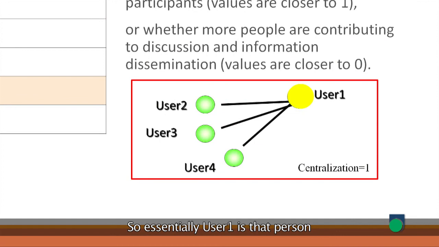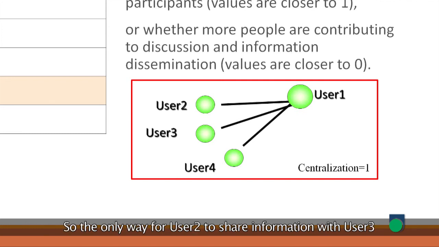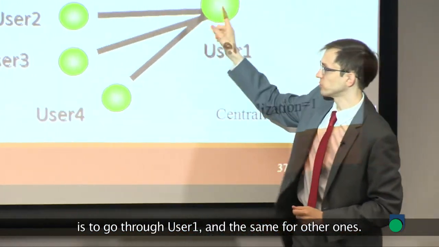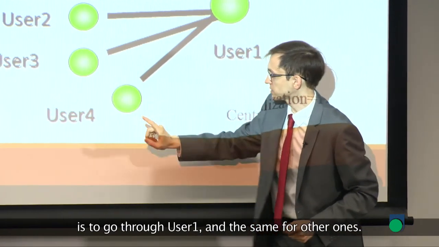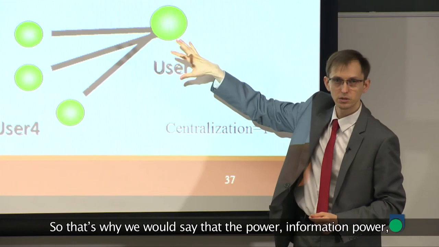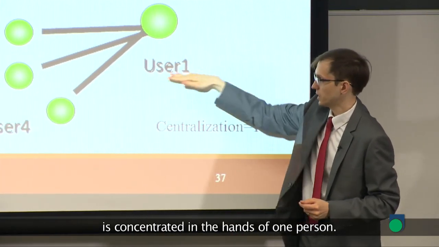So essentially, user 1 is that person who controls the information in that network. And why? Because user 2 and 3 are not connected. User 3 and 4 are not connected. So there are no connections in between these users. So the only way for user 2 to share information with user 3 is to go through user 1. And same for other ones. So that's why we would say that the power, information power, whatever you study, is concentrated in hands of one person.